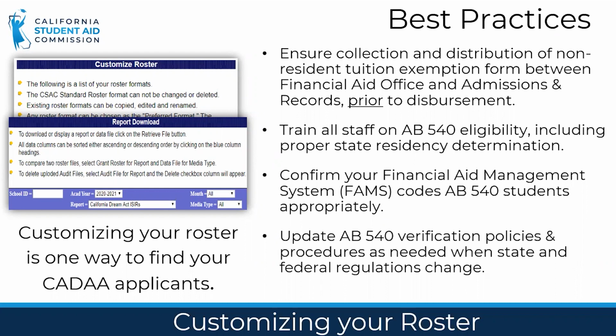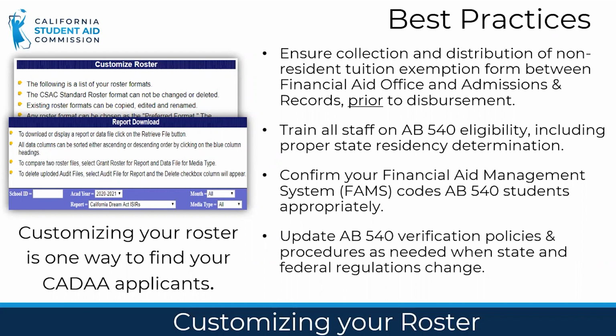We suggest that your staff is thoroughly trained on AB 540 eligibility. Anyone who's assisting that group of students, including if you have student assistants, they should at least know the basics so they can answer some basic questions about AB 540. Make sure that your financial aid management system can code AB 540 students appropriately. You want to be able to, in your system, find those students. And then update AB 540 verification policies and procedures as needed.